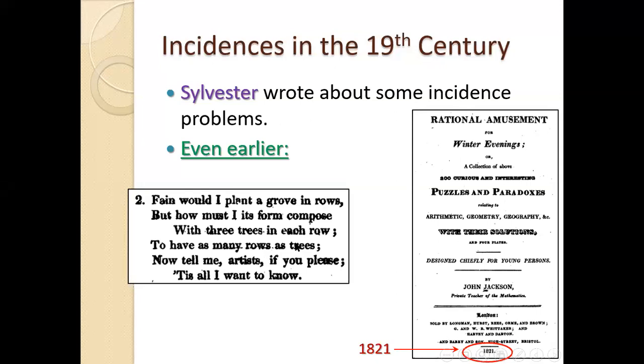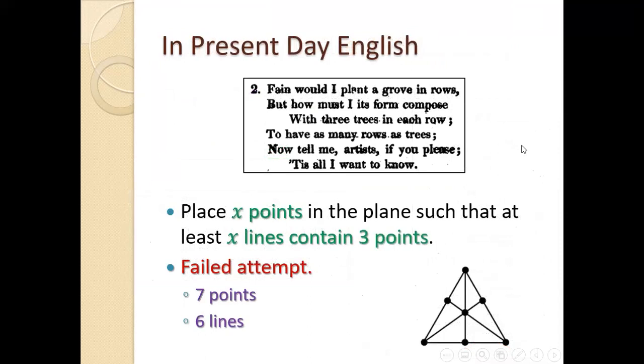So let me try to write it in present day English. Very good. You have some good ideas here. Very nice. So here is how to briefly say it in present day English. You want to place x points in the plane. They don't tell you how many. They just tell you, can you place some number x of points in the plane such that at least x lines contain 3 of the points. So they phrase it nicely, better than I can, with planting trees in rows.